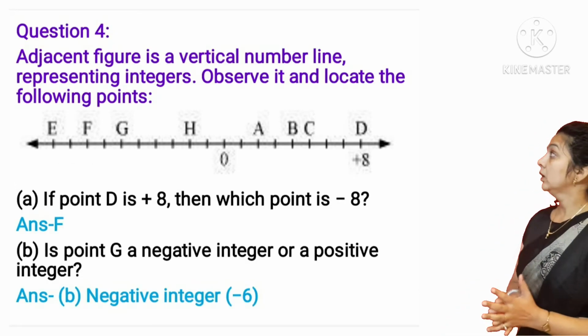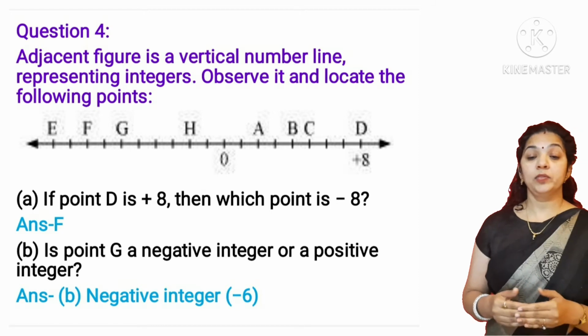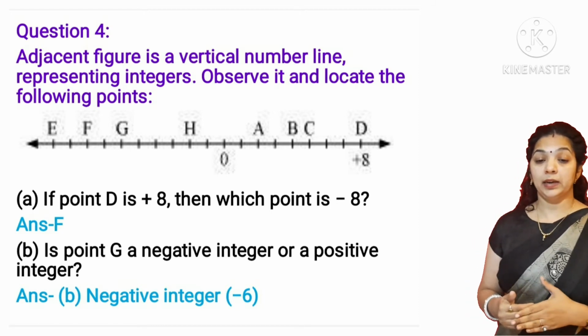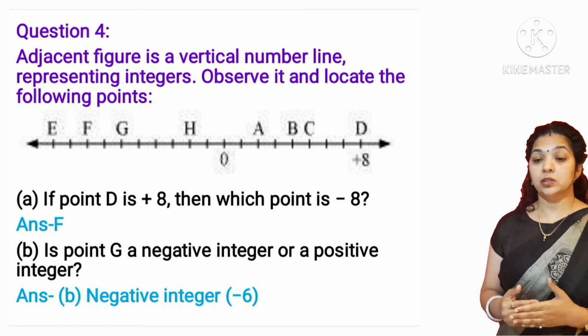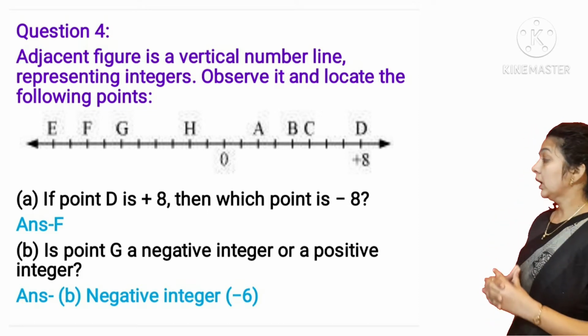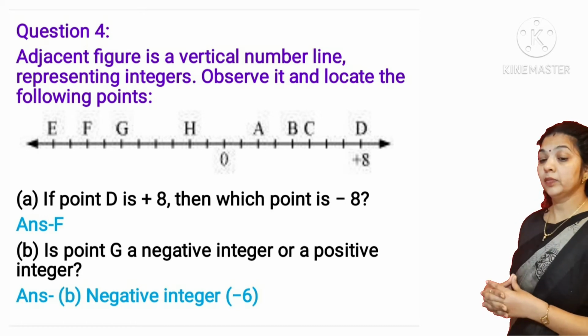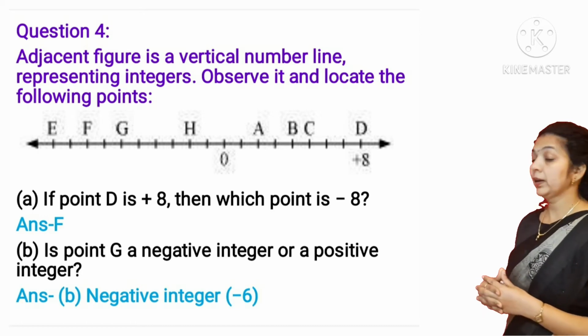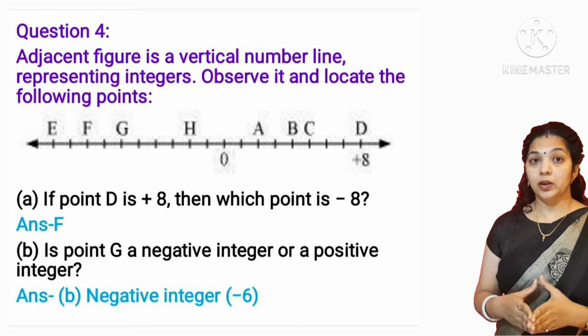Next is question number 4. The adjacent figure is a vertical number line representing integers. Observe it and locate the following points. What we have to do? We have to locate the given points on this number line. So how are we going to do that?